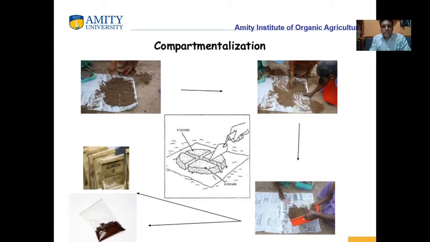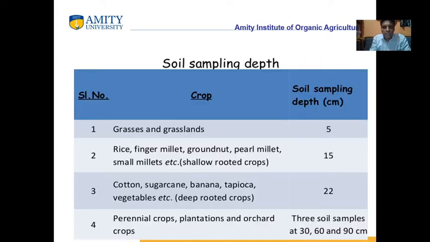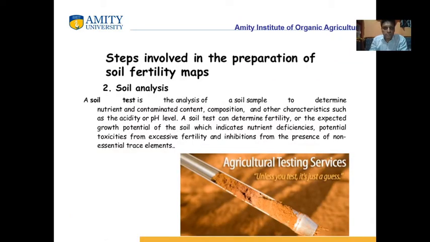This is compartmentalization or mixing of soil samples, making into 4. The opposite diagonals are mixed and opposite diagonals are discarded. The depth of soil sampling for grasses only 5 cm. For shallow rooted crops 15 cm or plough layer. For deep rooted crops like cotton, sugarcane, tomato, vegetables, it is 22 cm. And for horticultural crops and trees, it is 30 to 90 cm.